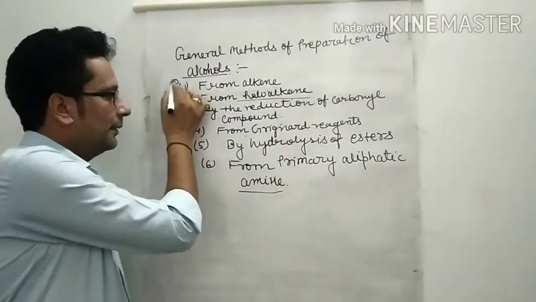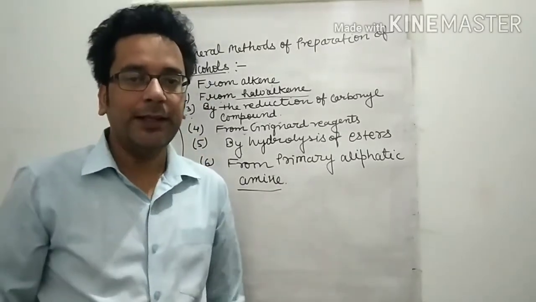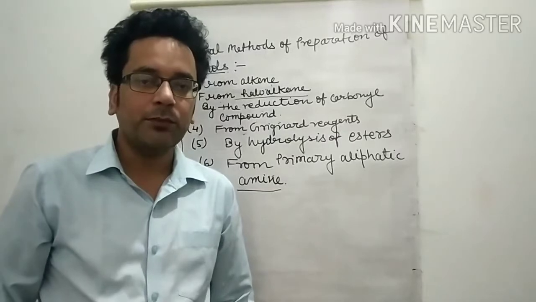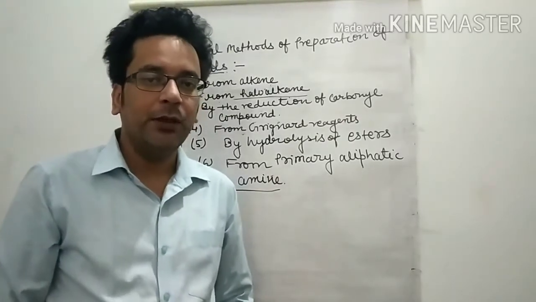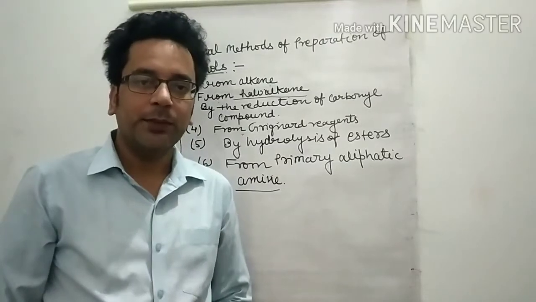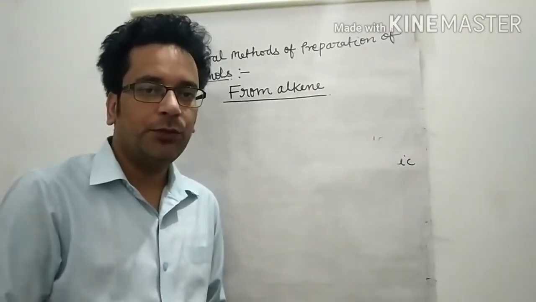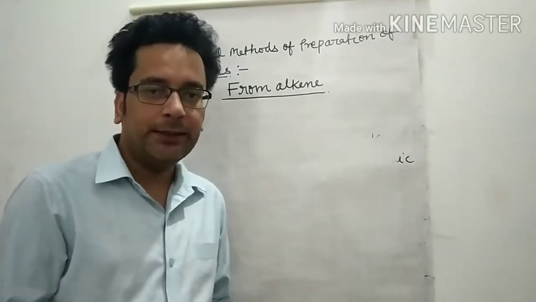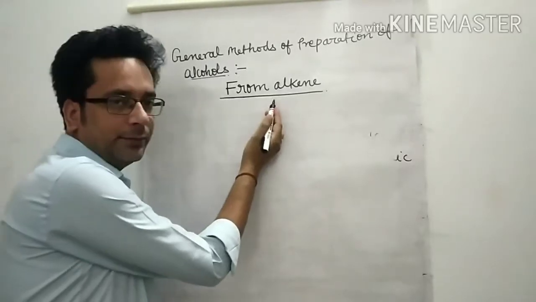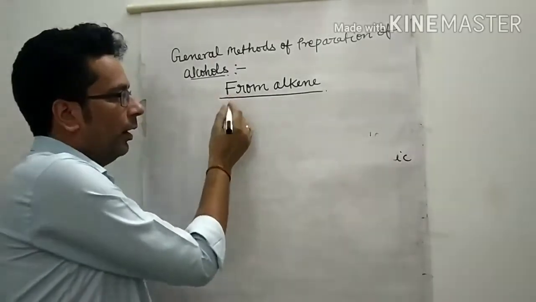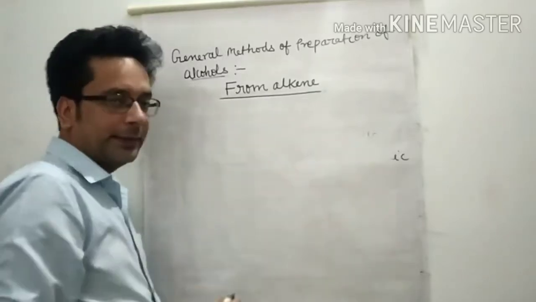All these are the methods with the help of which we can prepare alcohols. So let's start with the first method, from alkene. Now, how can we prepare alcohol from alkene?